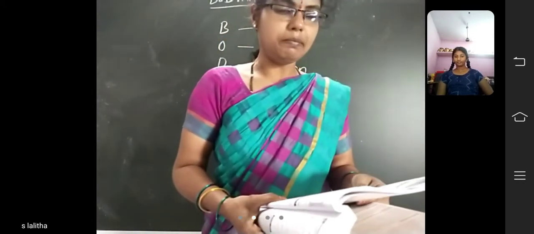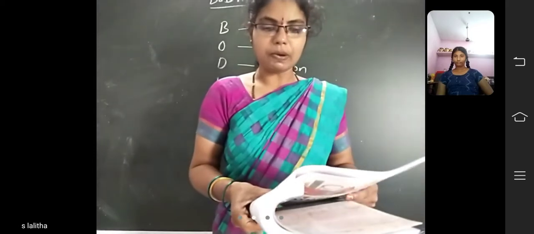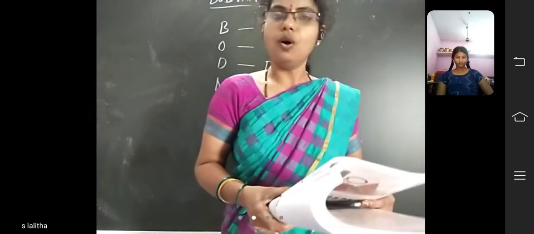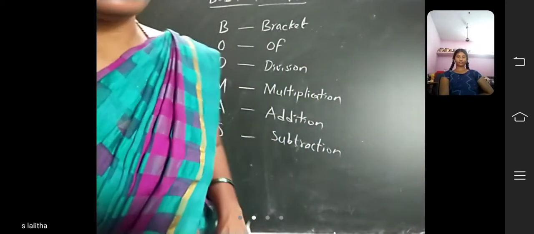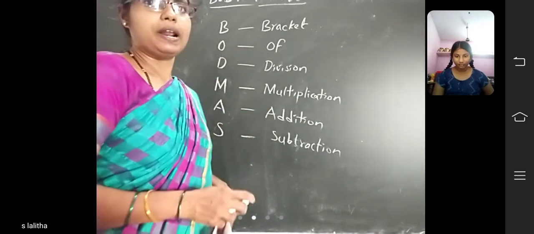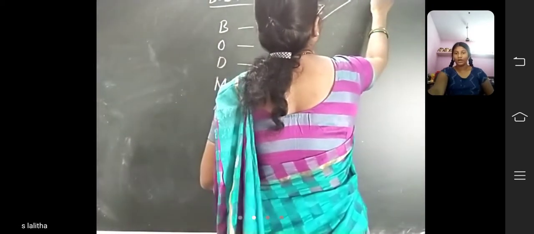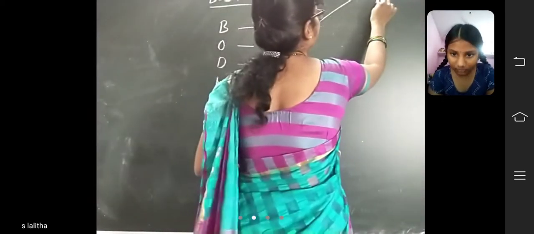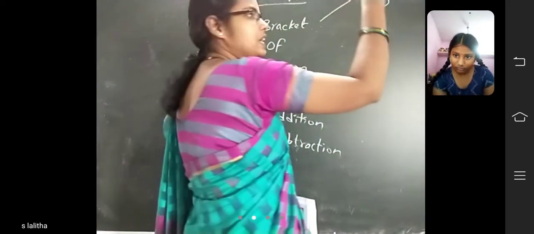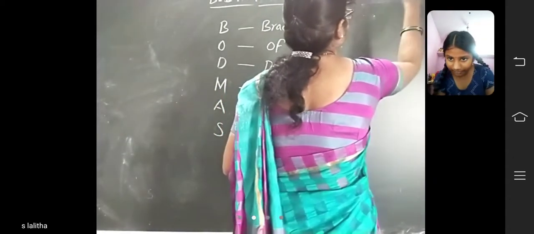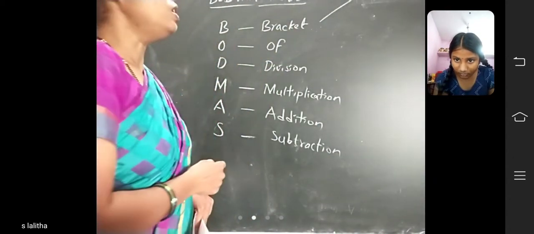Next, use of brackets. Brackets are grouping symbols which are used to separate various parts of an expression. There are 4 kinds of brackets. What are those, children? The first one is vinculum. Vinculum is what? This one. The bar is there, no? That is called vinculum.